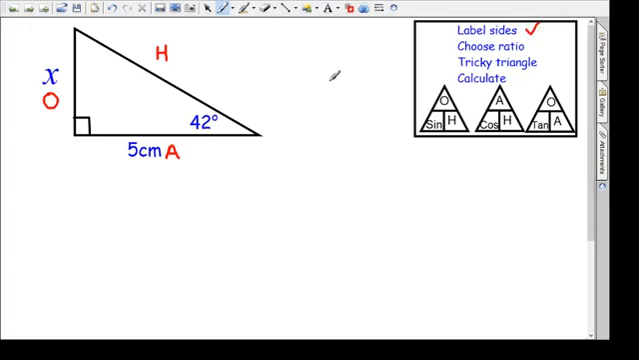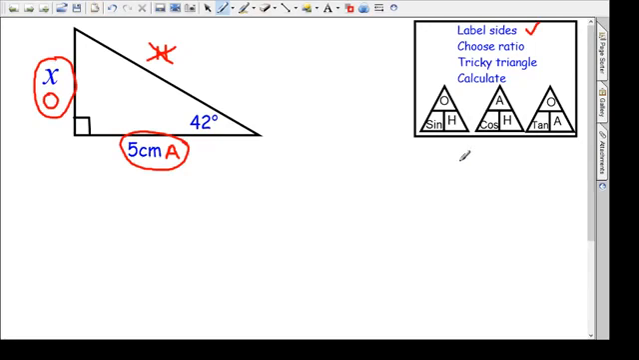Right, so the next thing we're going to do is choose the ratio. We need to decide whether this is a sine, a cosine, or a tangent problem. Sin, cos, or tan. We think about which 2 sides we are interested in. We're trying to find that one, so we're definitely interested in that one. That's the one we're given, so we're also interested in that one. This one here, hypotenuse, we're not trying to find it, we're not given it, we're not interested. So opposite and adjacent.